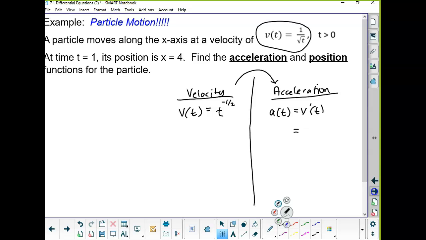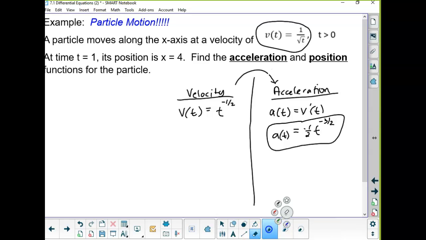This is just a quick power rule. The negative 1/2 comes down, and then I take 1 away up top. It'll give me negative 3/2. So all we did was take the derivative. Notice how the initial point that was given, we didn't have to use. Don't think of that as trimester 1 stuff.